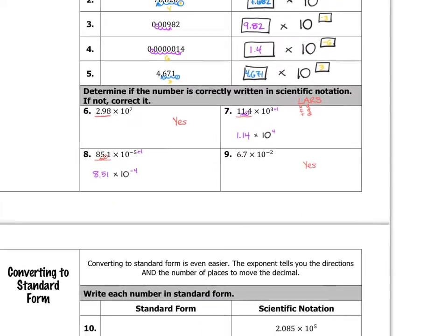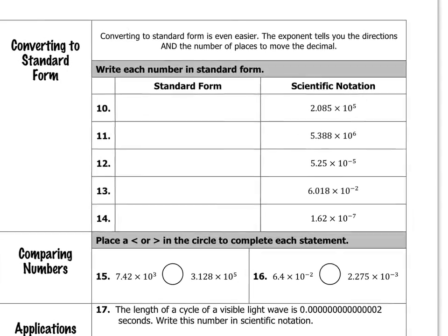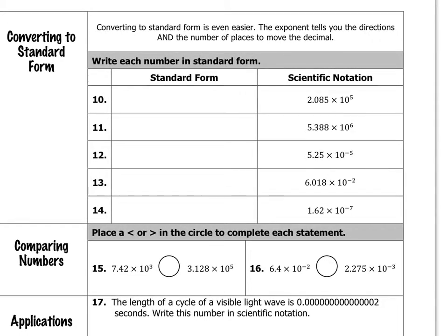All right, let's go to the back side now, and now we're going to do the opposite. This time, I've given you the scientific notation, and you're going to convert to standard form. You have to think the opposite on this, okay? When you're given the scientific notation, you just have to think, do I have a really large or really small number based on the exponent? Is it positive or negative? And that tells you what direction to move the decimal point.